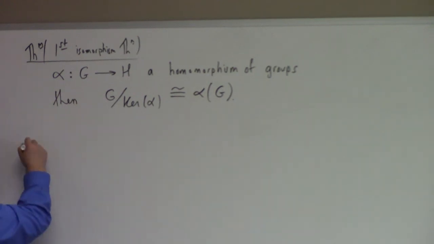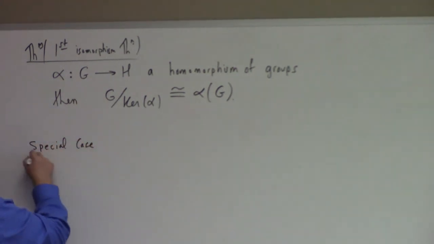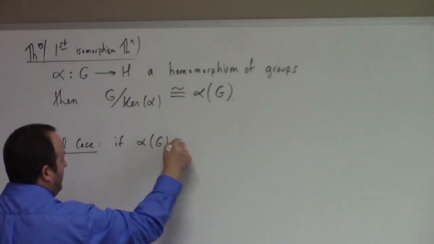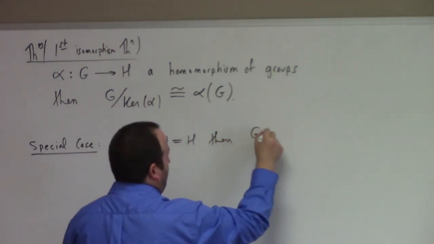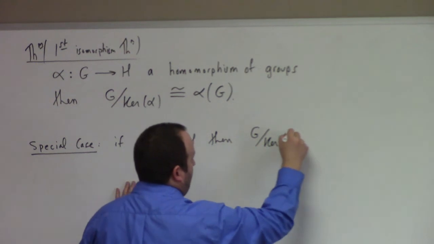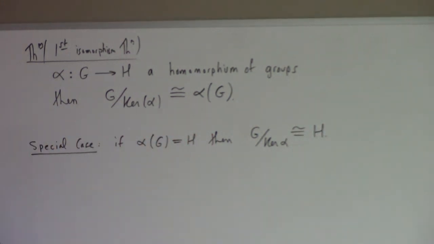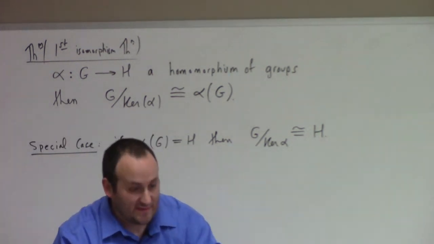So, a special case: if alpha of G equals H, then we get that G mod the kernel of alpha is isomorphic to H itself, right? So for a surjective homomorphism, this gives us that the domain mod the kernel is actually isomorphic to the codomain, the image, the range, whatever you want to call it. So let's look at some examples of this.